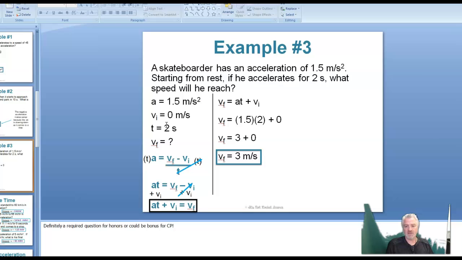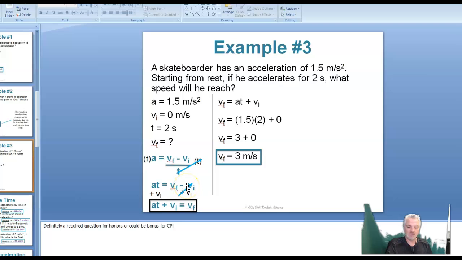So look at what you're given. You're given the acceleration, which is 1.5 meters per second squared. You're given the initial velocity of 0 meters per second because he started from rest. See that right there. And then the time is 2 seconds. So they show you what they've done here. In order to isolate final velocity, you're going to multiply both sides by time. That cancels those out, so that puts time over on the left. So A times T equals VF minus VI.